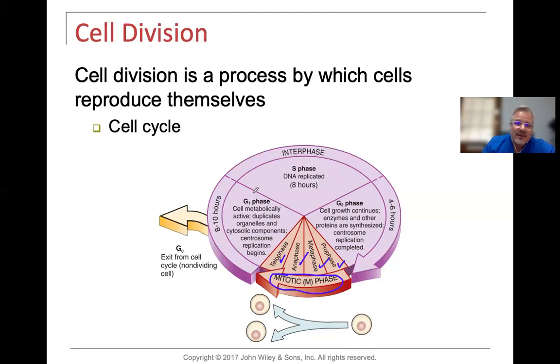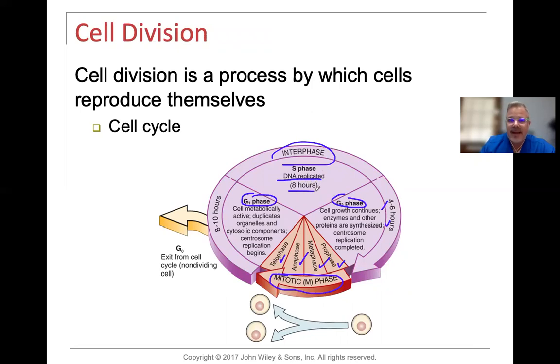You see that there's a phase called G1 and then G2, and between the two is interphase. All right. In the G1 phase, the cell is metabolically active. It duplicates organelles and the cytosol components, and the centrosome starts to replicate. In the G2 phase, the cell growth continues. You have enzymes and other proteins that are synthesized, okay? In the S phase, that's where the DNA is replicated.